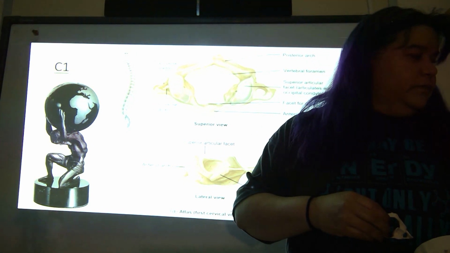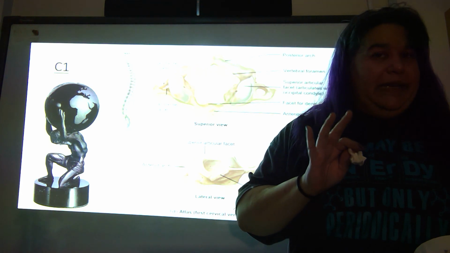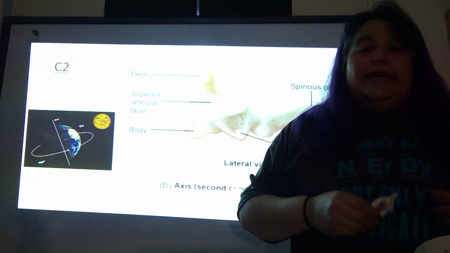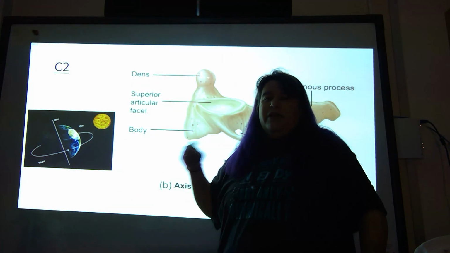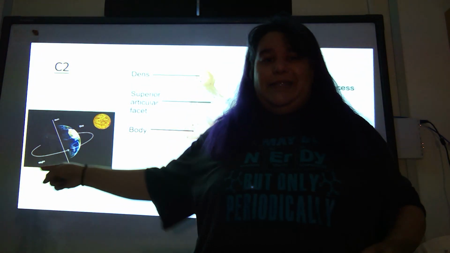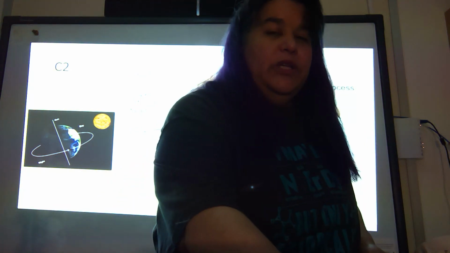C2, the second cervical vertebra, again, very unique, doesn't look like anybody else, is axis. So, you know, when they talk about the earth rotates on its axis, it's that big stick that's dead center in the middle. If you look at axis, see the stick right here? Nobody else has that, just him.